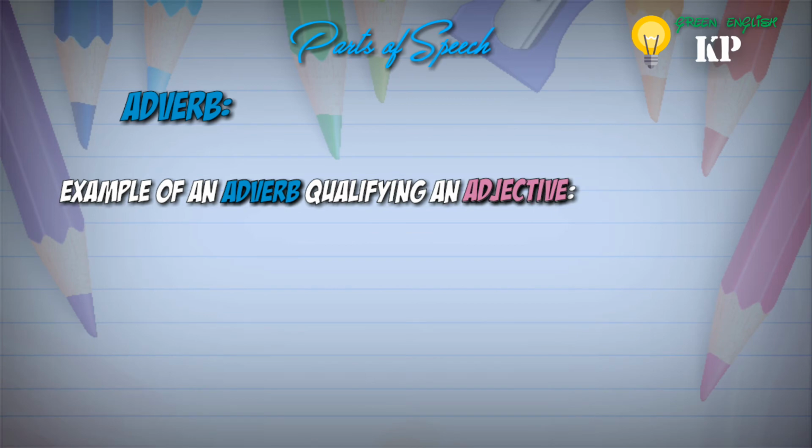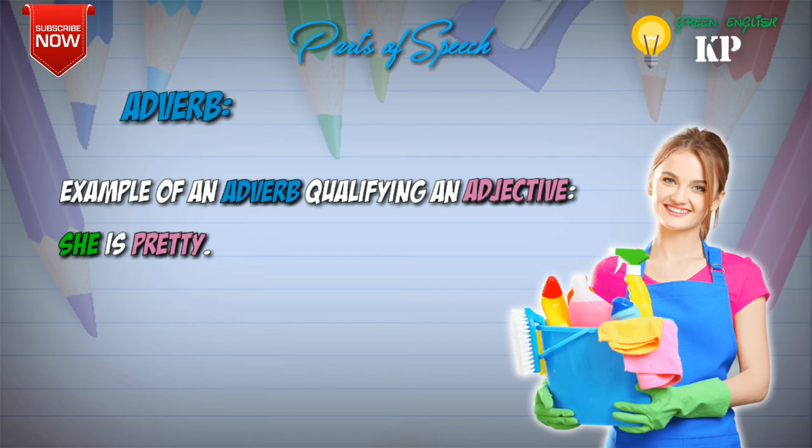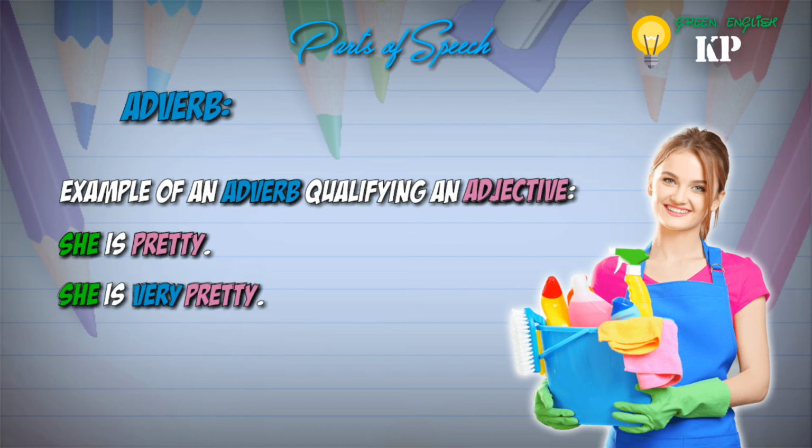Example of an adverb qualifying an adjective: she is pretty. The word pretty in this example is an adjective because it describes the pronoun she. She is very pretty. Here, in this example, the word very is an adverb because it tells us something about the word pretty, which is an adjective.